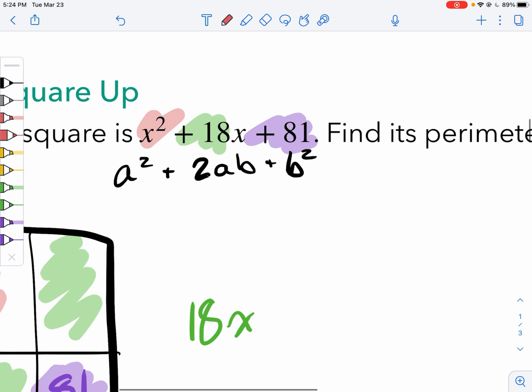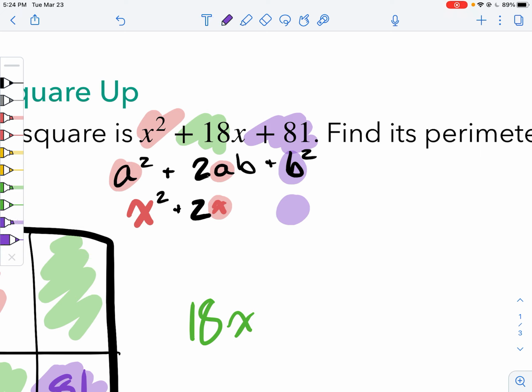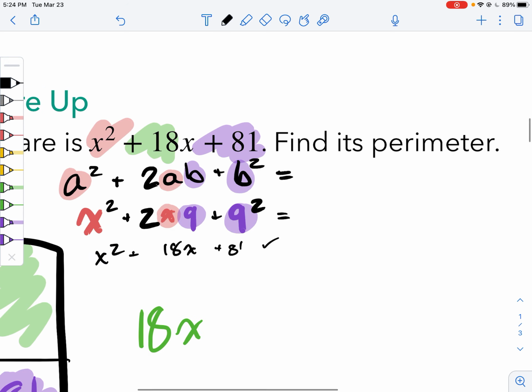Whoa, because x squared is x squared. Just need to figure out what. So it's 2 times. We already know our a is x, and 81 is 9 squared. So that tells us our b is going to be 9. Oh, guys, check it out. That's equal to x squared plus 18x plus 81. So that works. But remember, a squared plus 2ab plus b squared equals a plus b squared.